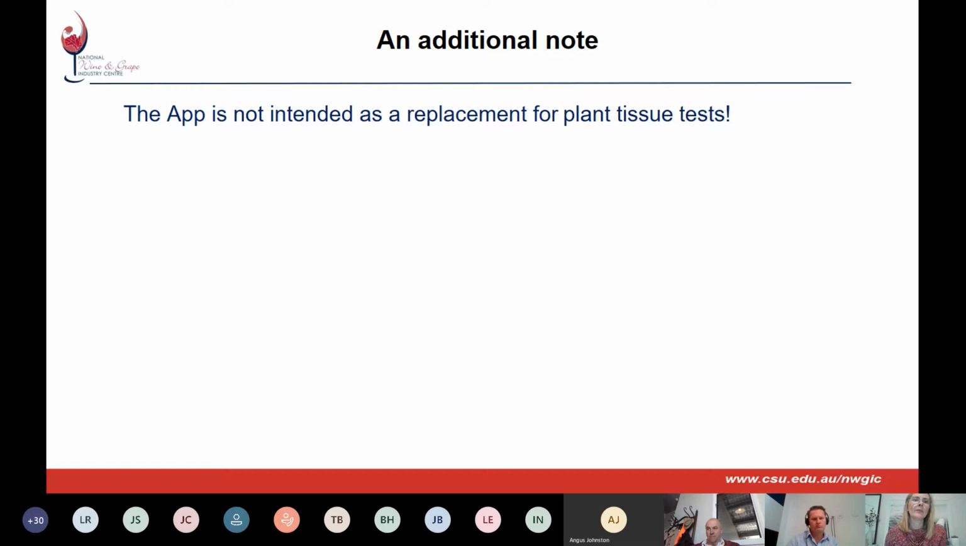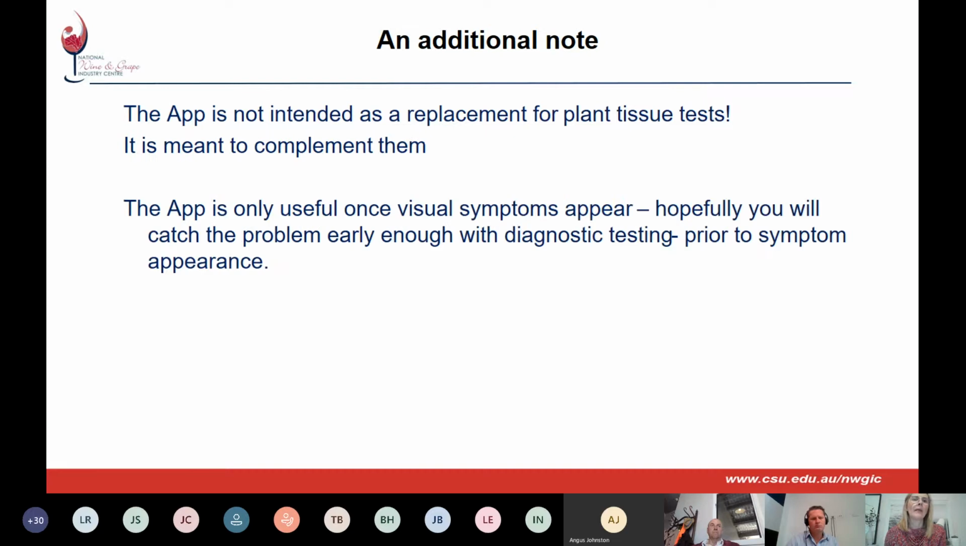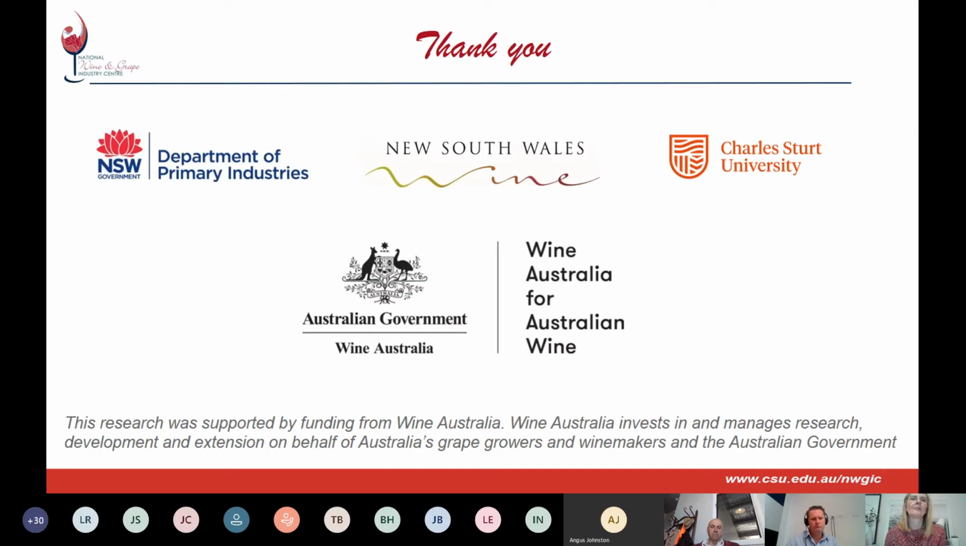An additional note is the app is not intended as a replacement for plant tissue tests. It's meant to complement them. The app is only useful once visual symptoms appear. Hopefully you'll catch the problem early enough at diagnostic testing prior to symptom appearance.